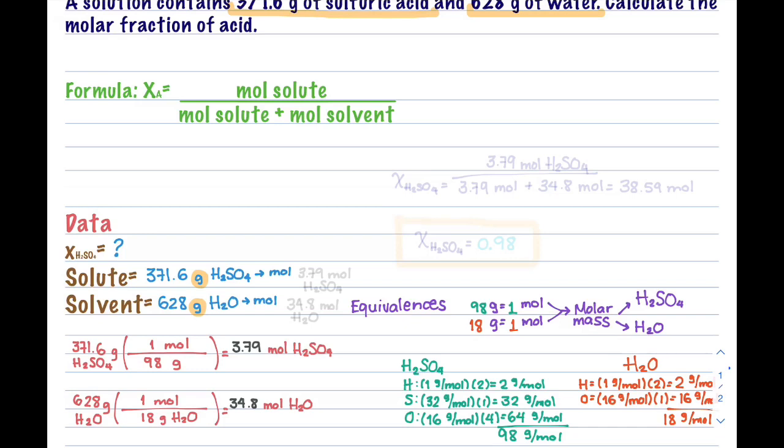Having now the two amounts in moles, we can proceed substituting in the formula. So the fraction of sulfuric acid equals 3.79 moles of sulfuric acid divided by the addition of the moles of solute, that are 3.79 moles, plus 34.8 moles, that are the moles of the solvent. This addition equals 38.59 moles. So dividing 3.79 moles by 38.59 moles, we get that the fraction of sulfuric acid is 0.98. And this will be our result. Did you get it?